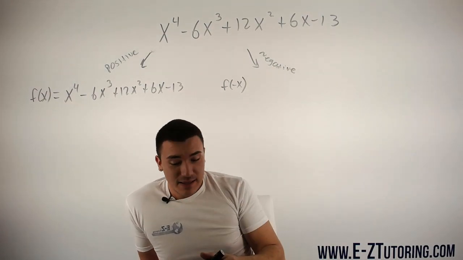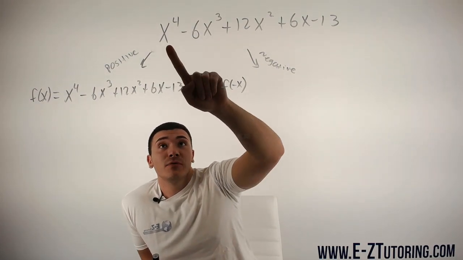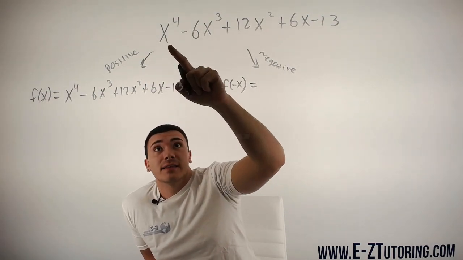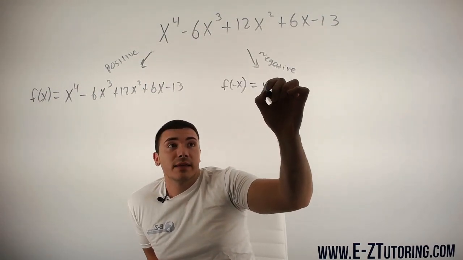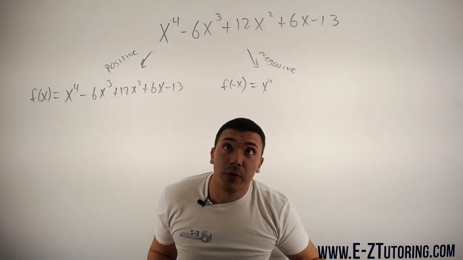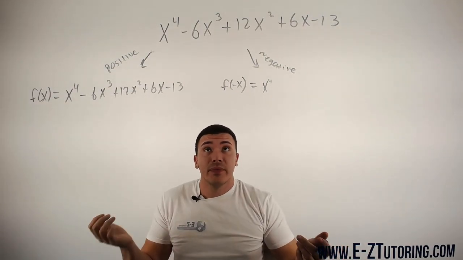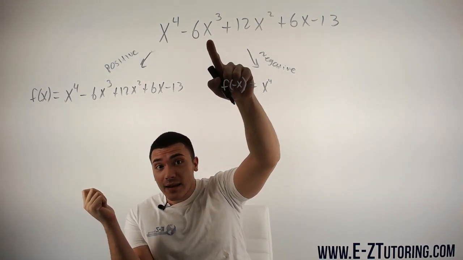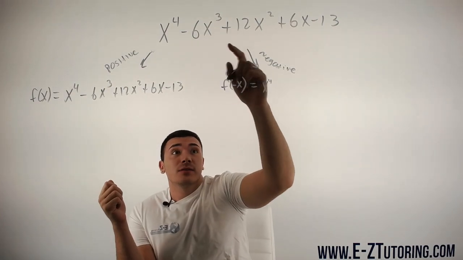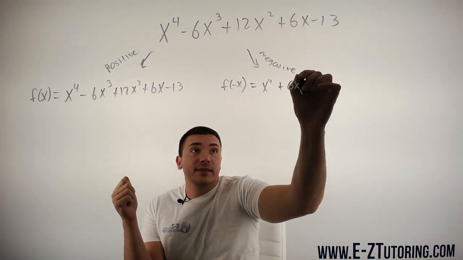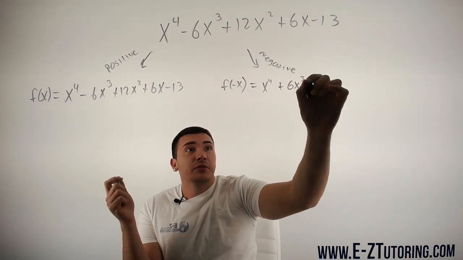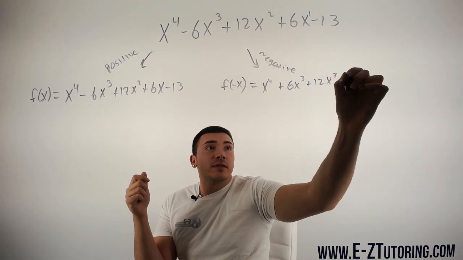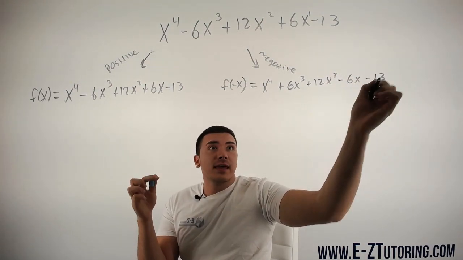So f of negative x simply means that we take every x and we plug in a negative x. Now, plugging in a negative x into x to the fourth will give us x to the fourth. An even exponent cancels out all the negatives. Now, if we plug in a negative x into x cubed, that'll turn x cubed negative, and since it's minus 6x cubed, that turns into plus 6x cubed. This one's even, so it stays the same. This one's odd, so it changes. And then we have the number at the end.